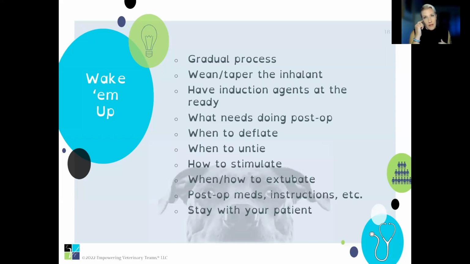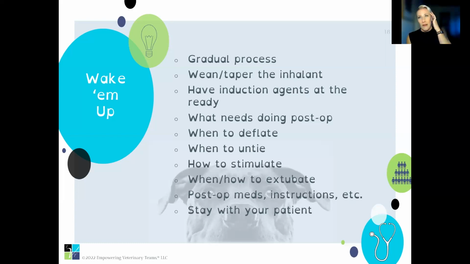And I don't stimulate them. So how to stimulate? I don't. Unless I've been sitting there for half an hour and I have a lot more to do and I'm not just the recovery tech that day. So this is gentle, gradual pulling on the tongue a little bit, and you can gently blow in their ear. Please do not be like, wake up, I've got stuff to do, right?